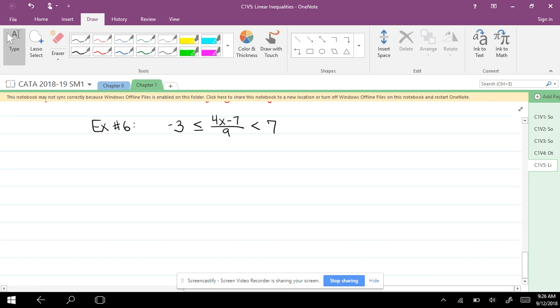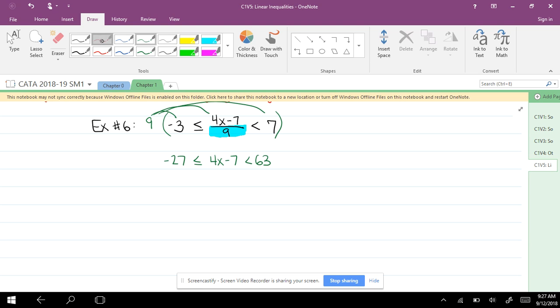Now here in this last example, I want you to notice that I have divided this middle term by 9. I can solve both sides simultaneously, but what I do to one side, I've got to do to the other side. Before I can do any of that, I'm going to multiply everything by 9. So multiply by 9, multiply by 9, multiply by 9. Leaves me with negative 27 less than or equal to 4x minus 7 less than 63.